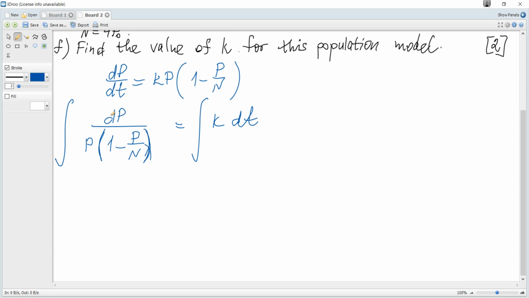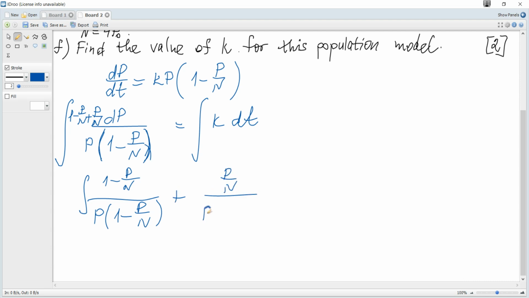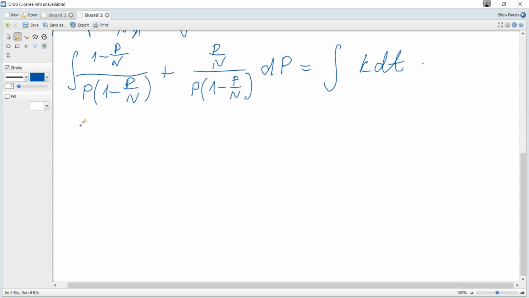Since there is just 1 in the numerator, I subtract P over N and add P over N. You can see that it remains the same. And now I can write that it's 1 minus P over N over P times 1 minus P over N, plus P over N over P times 1 minus P over N, dP is the integral of k dt. And we can simplify and we can see that it becomes 1 over P plus 1 over N times 1 over 1 minus P over N, dP is the integral of k dt.